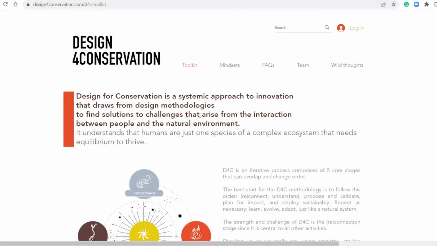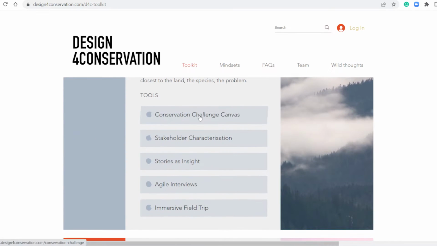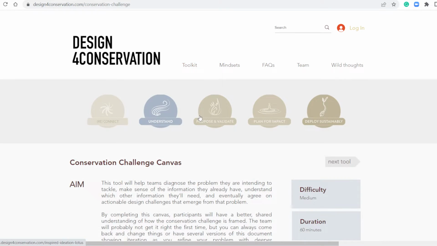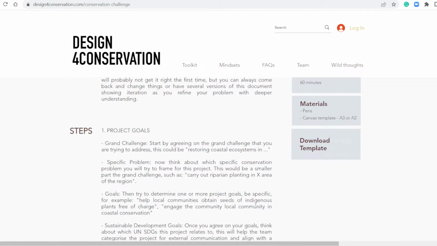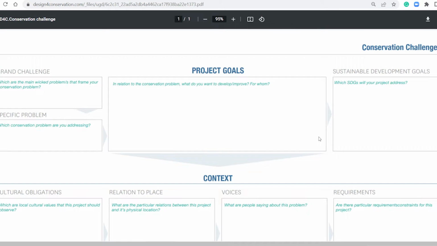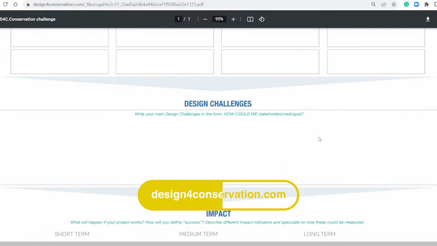My name is Gabriela Barron, and in this video I will explain how to use the Conservation Challenge Canvas, which is one of the main tools of the Understand phase. This tool will help teams diagnose the problem they are intending to tackle, make sense of the information they already have, understand which other information they might need, and eventually agree on actionable design challenges that emerge from the problem. You can download this tool for free at designforconservation.com.